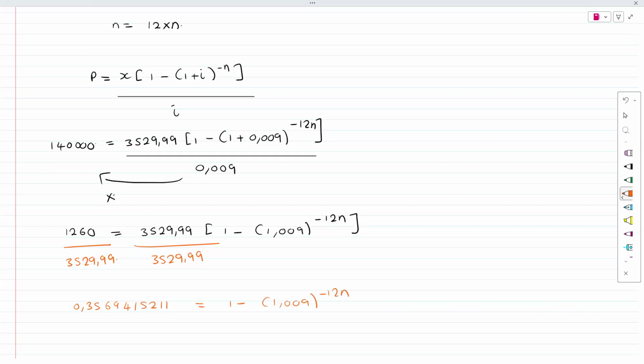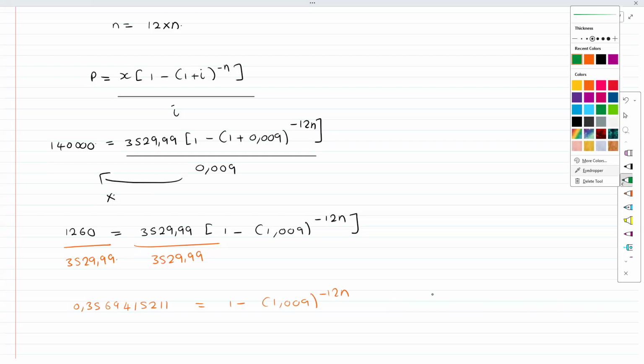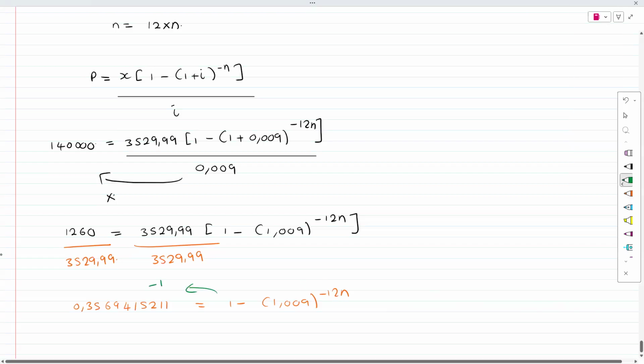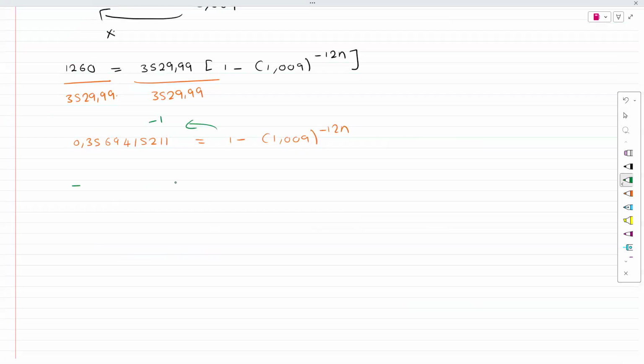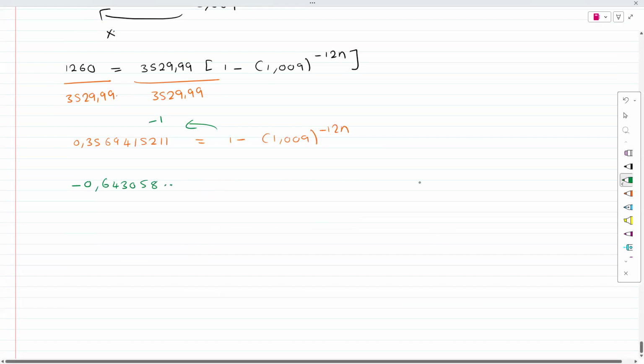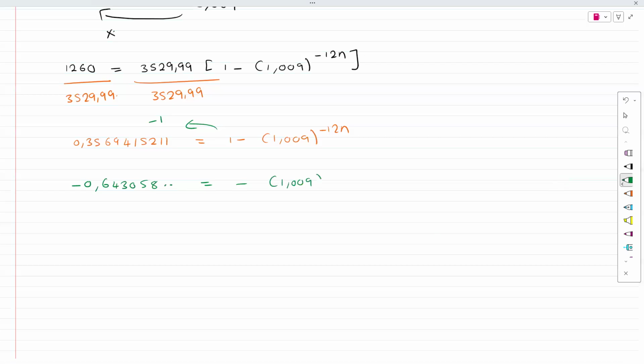And we can deal with this quite simply, right? I'm going to take the plus 1 over as negative 1. I'm going to end up definitely with negative 0,643058 some change. Right? I'm keeping everything in my calculator, guys. I'm going to cancel out the negatives. Right? You could just times by negative 1 to do that.